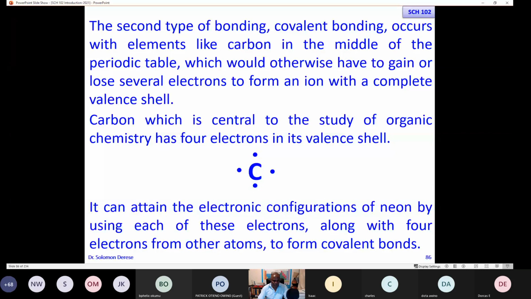So depending on the position of the elements that are involved in chemical bonding, the chemical bonding that exists between atoms could be ionic bonding or covalent bonding. If you have a chemical bonding between atoms that are in the middle of the periodic table, it is likely going to be covalent bonding. But between the extreme ends, it's going to be ionic bonding.